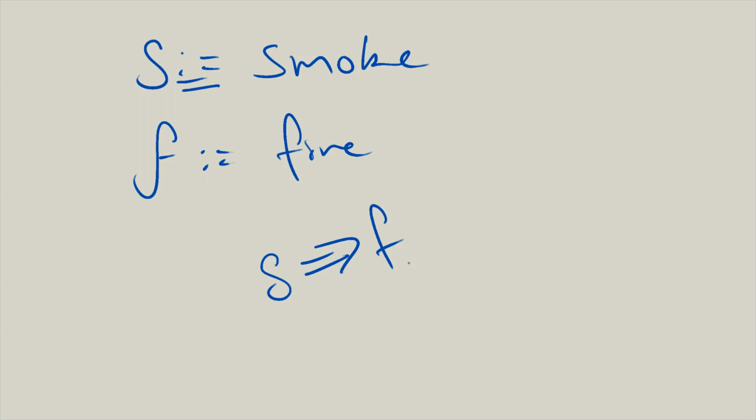If fire also implied smoke, this would have a double-sided arrow, and that would be saying that when there's smoke, there's fire. When there's fire, there's smoke. It's kind of like joint. And that's saying it means the same thing. They're logically equivalent. They'd be describing the same situation. But we're not doing that. We're doing smoke implies fire.